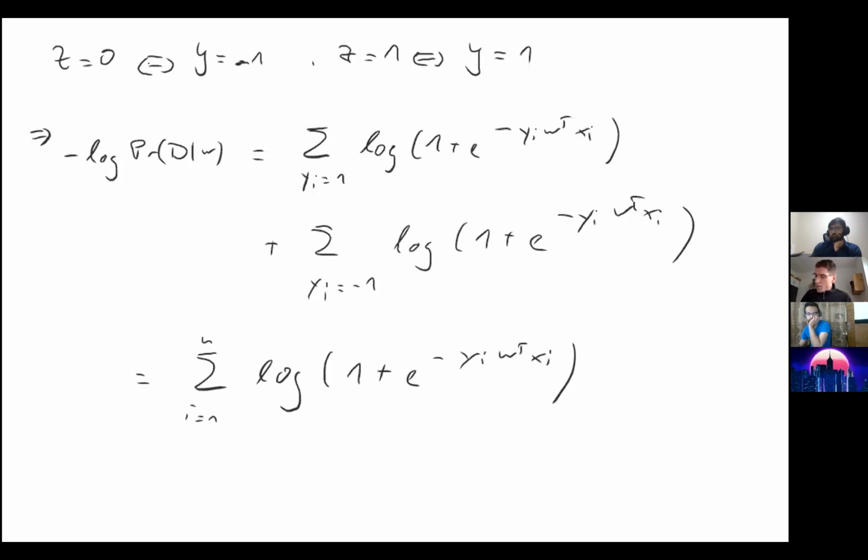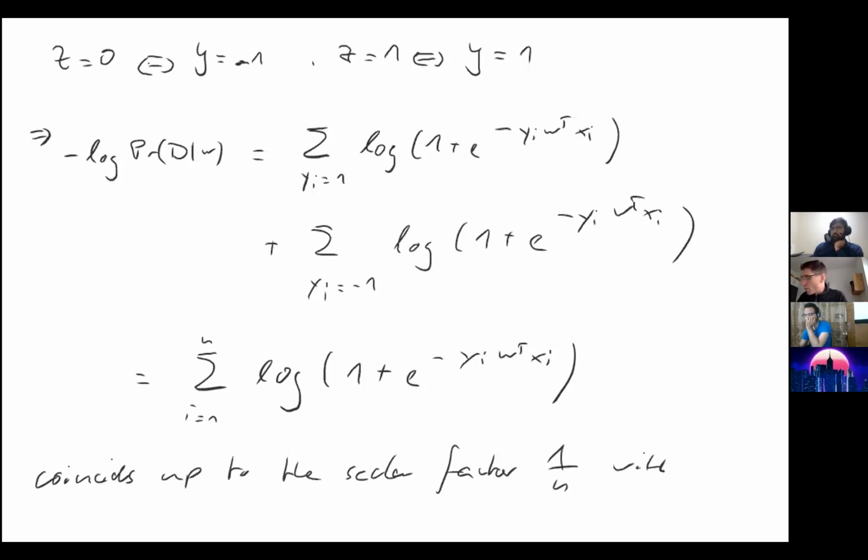Okay, and we see that this coincides, up to a scalar factor, the scalar factor 1 over n, with the previous approach.